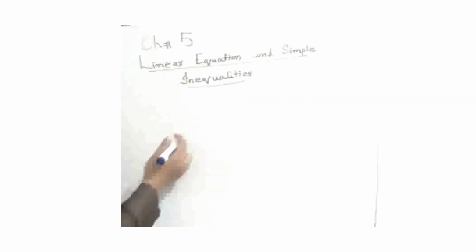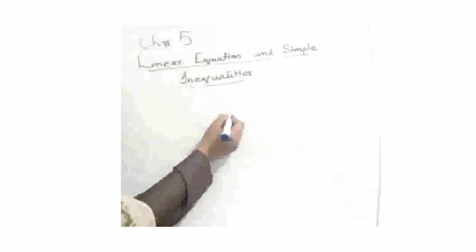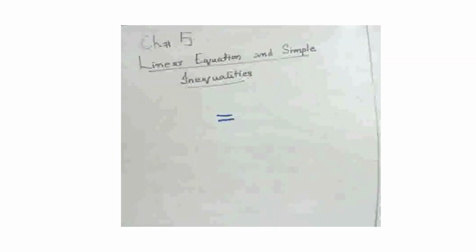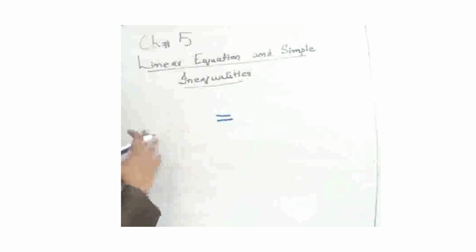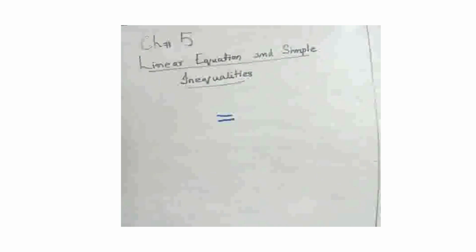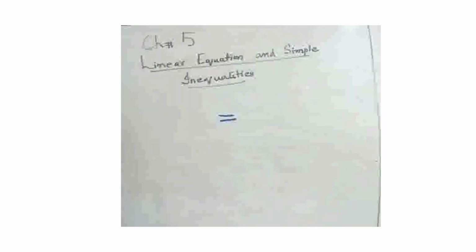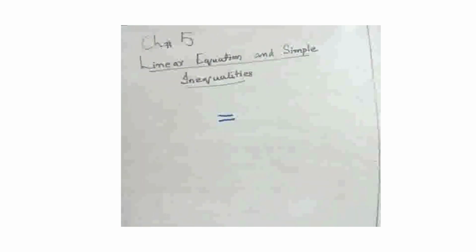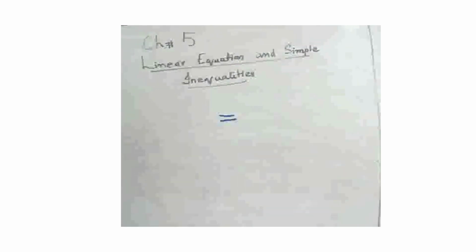Okay, now chapter number 5 is linear equations and simple inequalities. So first of all, we have to understand what linear equations are. An equation means a mathematical sentence which has an equals sign in it. And a linear equation has a variable, and is a mathematical sentence consisting of four parts: variables and constants, and variables are attached with coefficients and operations. The combination of these four things forms an equation.